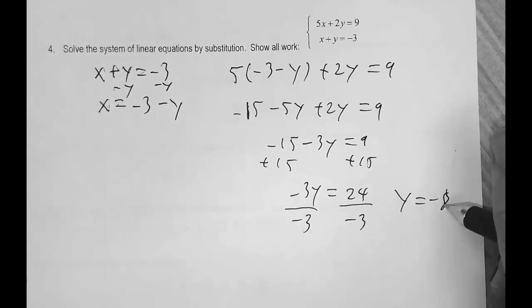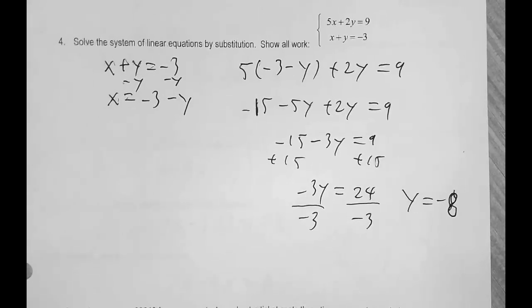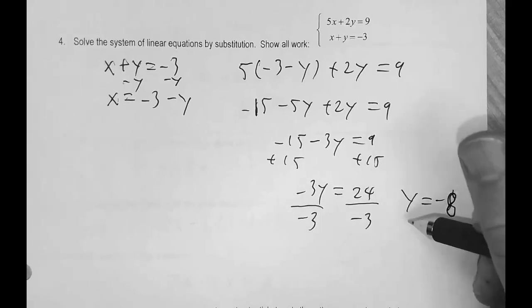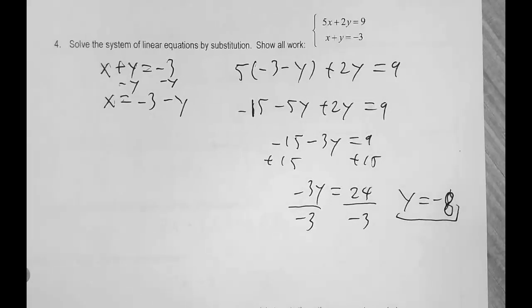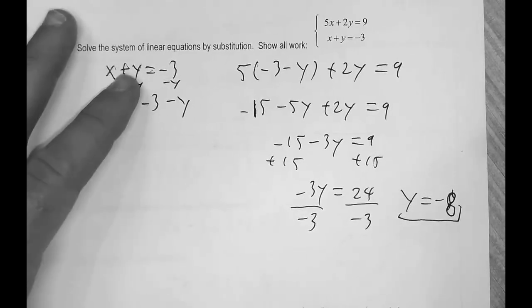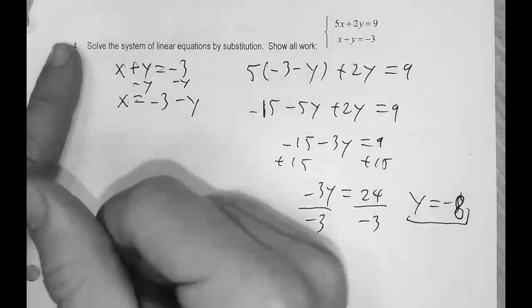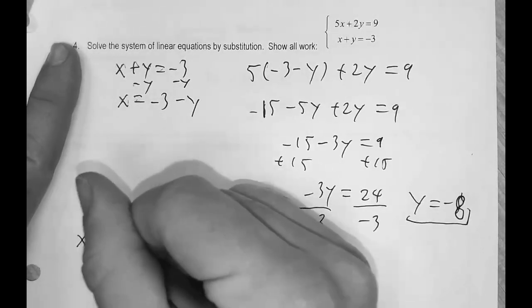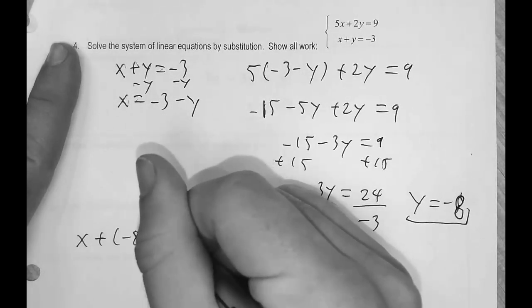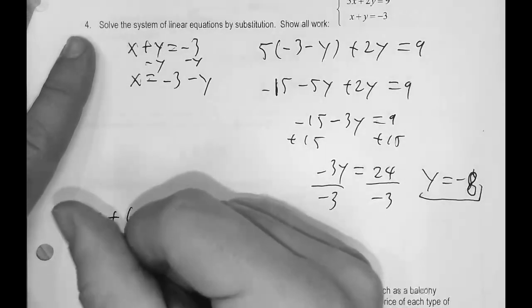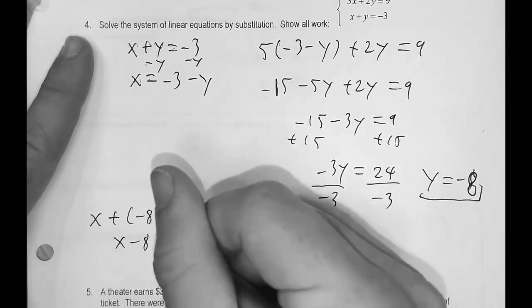Okay, so y equals negative 8. I'm going to then take this value and plug it into one of these two equations above. It doesn't matter which one. I'm going to do the second one. So I'm going to say x plus negative 8 equals negative 3. Okay, well that's just x minus 8 equals negative 3.